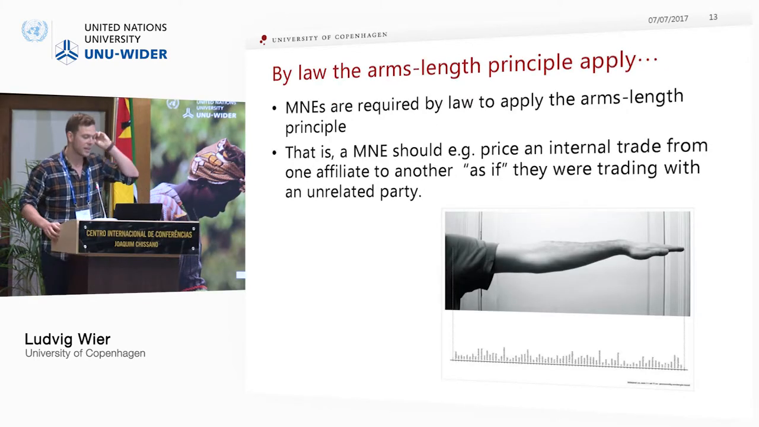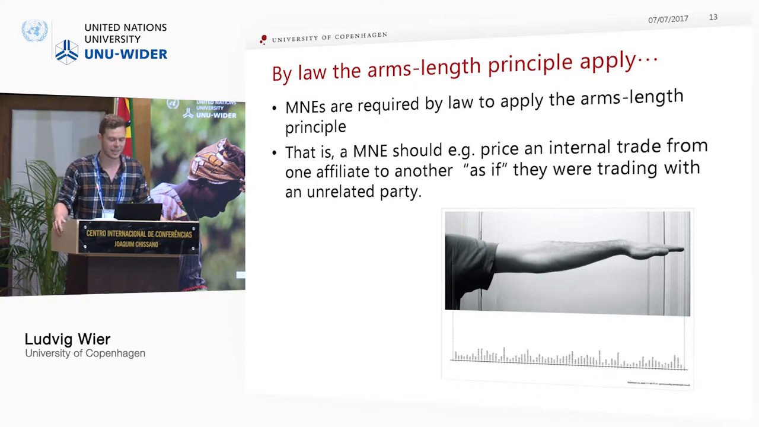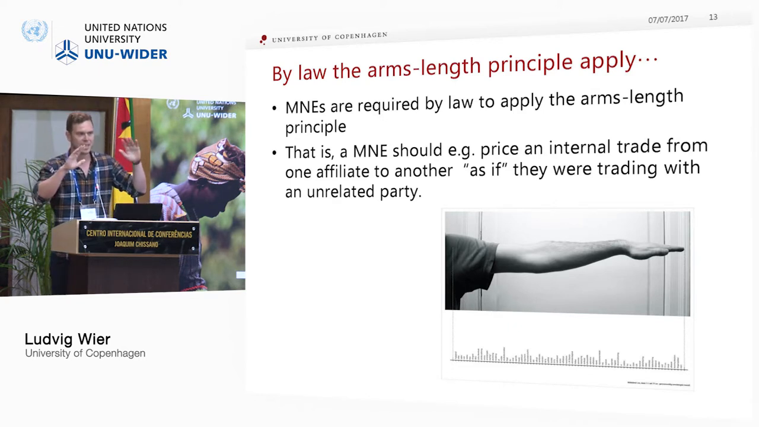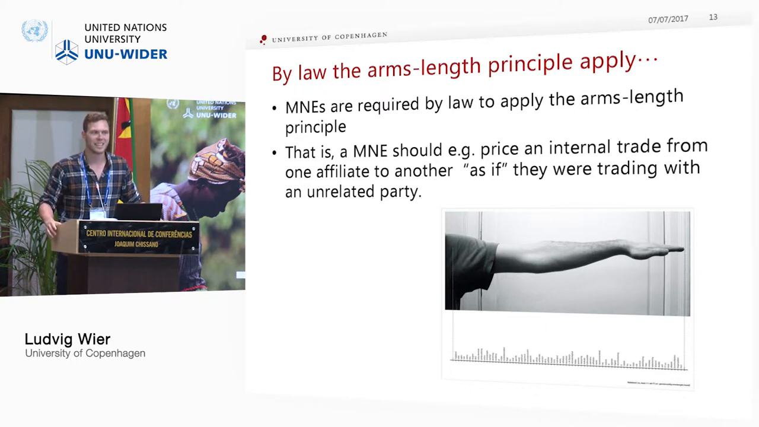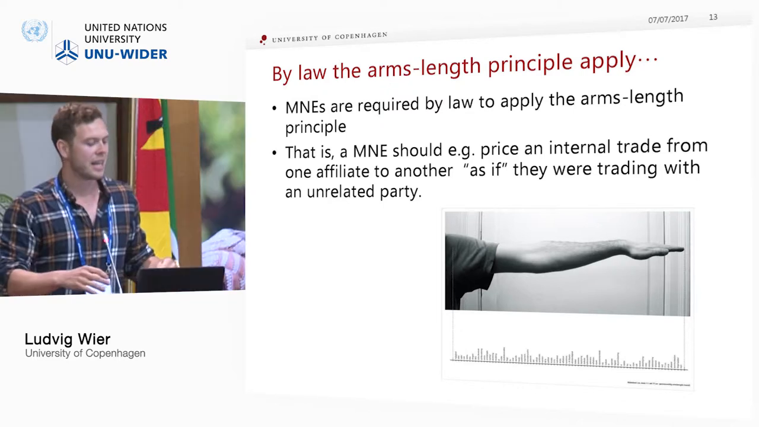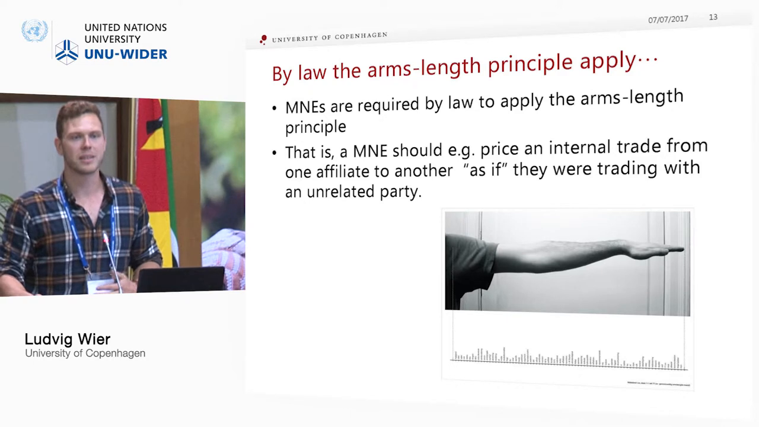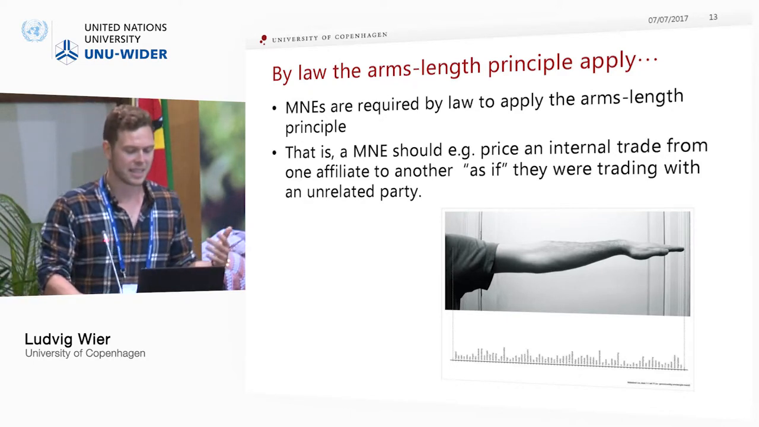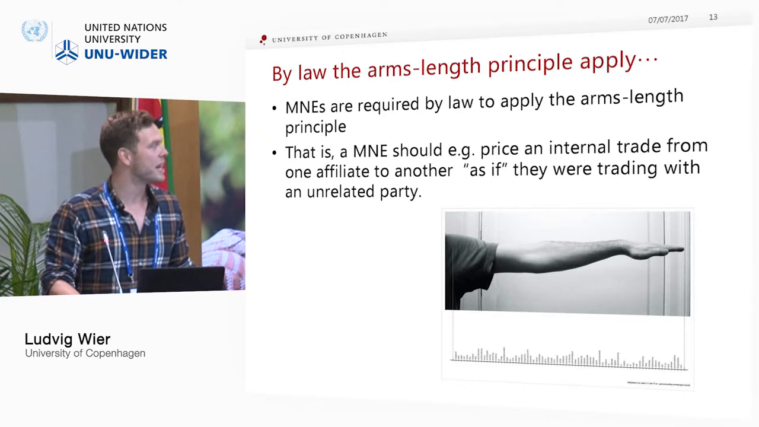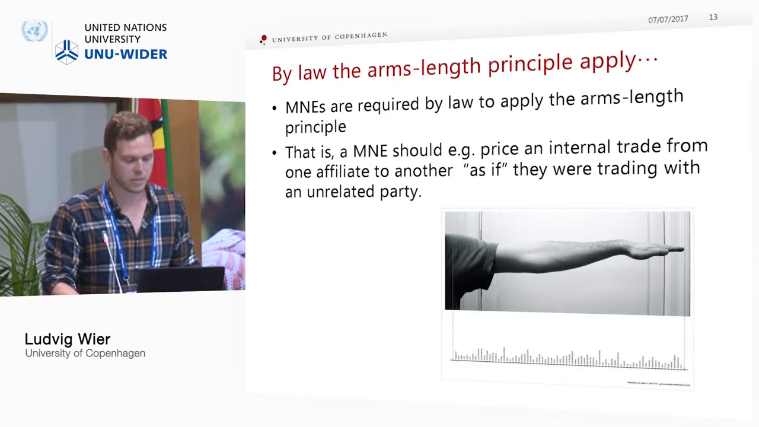So by law, there's an arm's length principle. And that is that when the multinational is buying from itself, it has to close its eyes and imagine that it's not buying from itself, it's buying from an external party. So that is the law in essentially all countries where I have looked into the tax laws. And as you can see, it's actually quite a requirement that you're giving the multinationals. Sometimes it's even hard to imagine how you can even make this thought experiment.